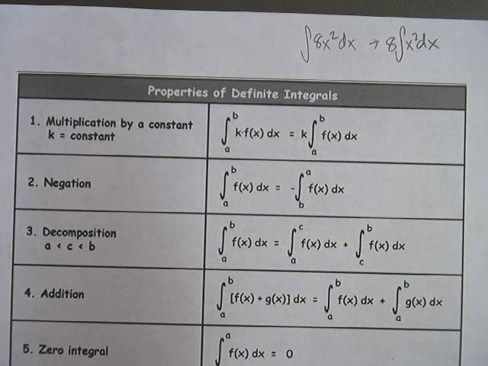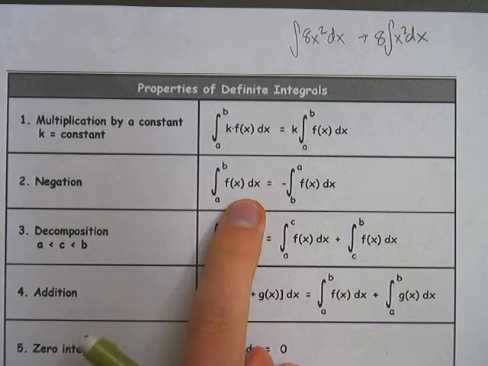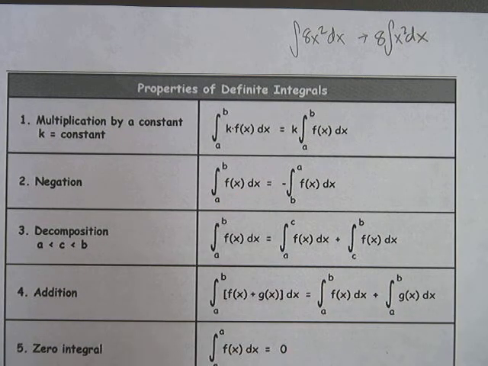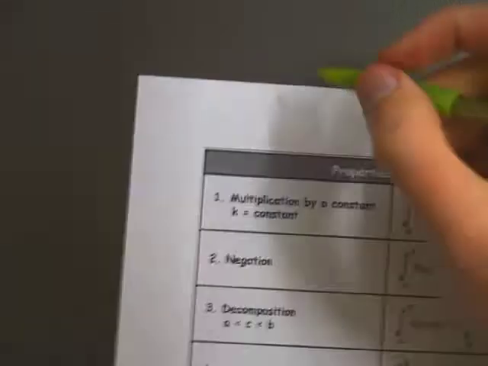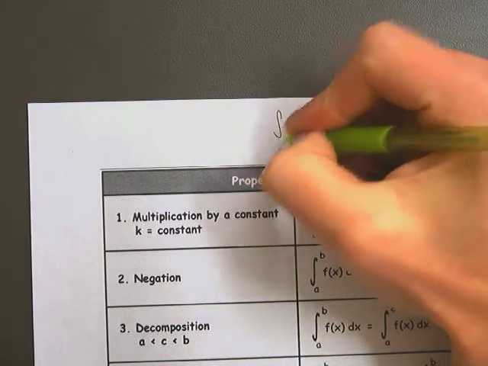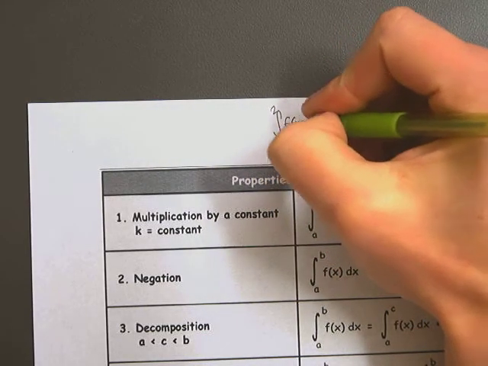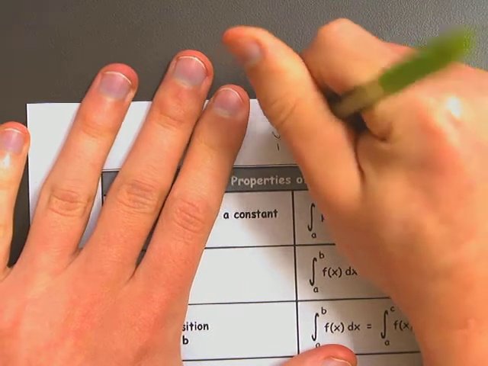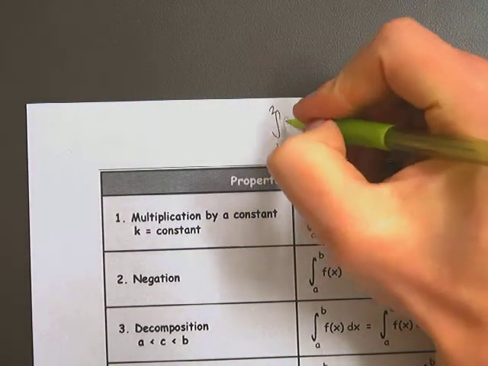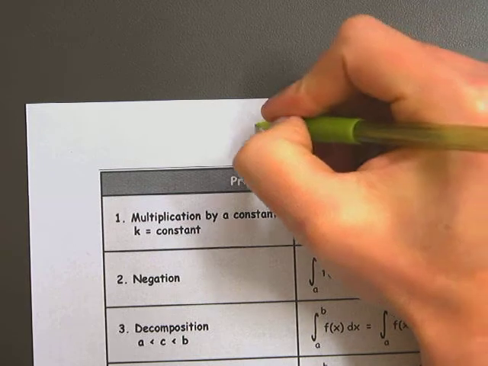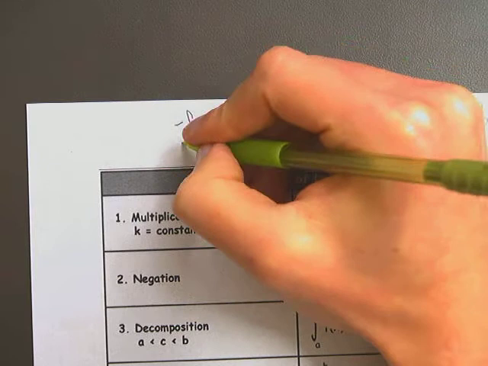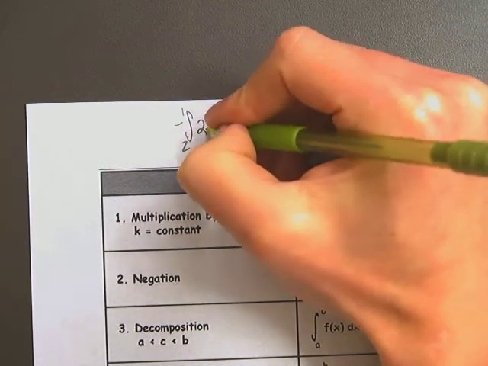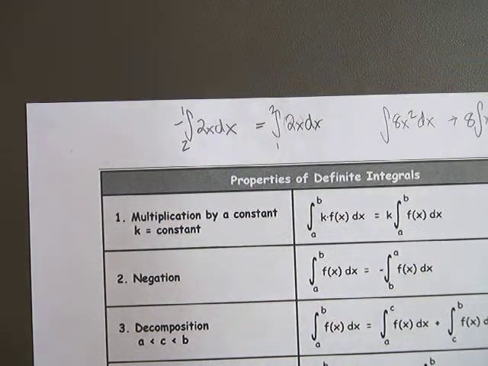Pretty easy. Negation: we can swap the bounds and throw a negative sign on. So that means that the integral from 1 to 2 of, let's actually make a function here, 2x dx is the exact same thing as negative of the integral from 2 to 1 of 2x dx. So when we swap the bounds, all it does is make it negative.